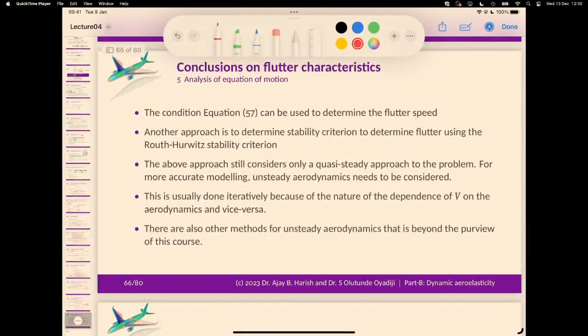Alternatively, if you know the characteristic equation, you can also use the Ruth-Hurwitz method that you have already done in the previous classes, in order to find if there's a stable point, what is the point of stability, and so on.